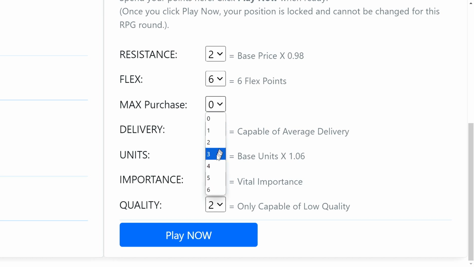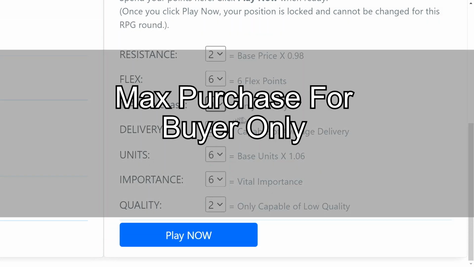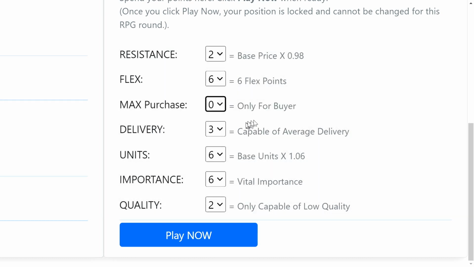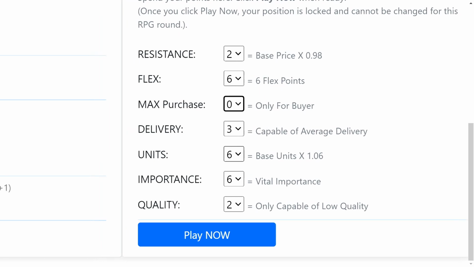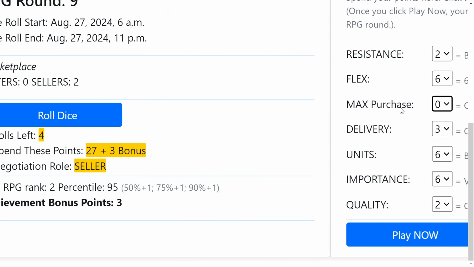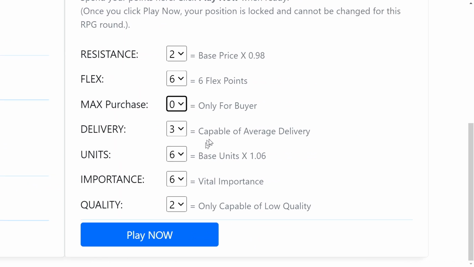What about maximum purchase? Maximum purchase is only for a buyer. It's how much you can buy total. You cannot go over it if you're a buyer. But if you're a seller, you don't need this. And in this case, we are a seller, so we don't use this.